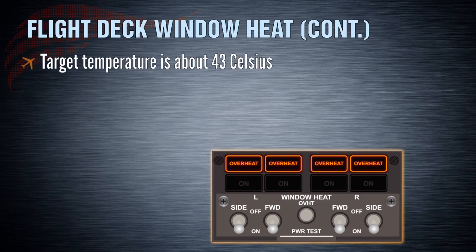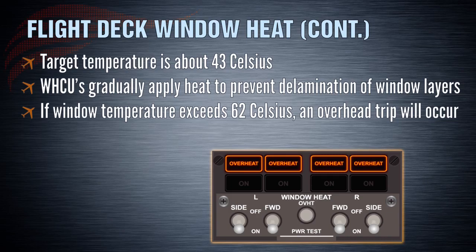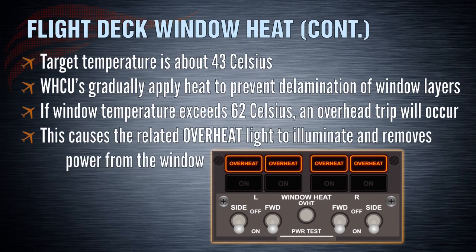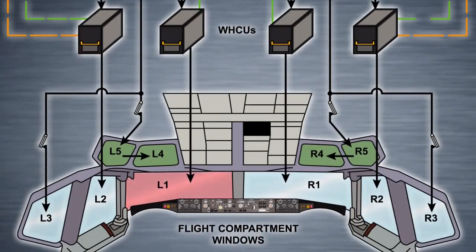The window heat control units apply power gradually to the windows so as not to cause delamination of the layers. If window temperature exceeds 62 degrees Celsius, an overheat trip will occur. This illuminates the corresponding overheat light and removes power from the window. The amber overheat lights illuminate when an overheat condition is detected by the respective window heat control unit. This is called an overheat trip and occurs when window temperature exceeds 62 Celsius.